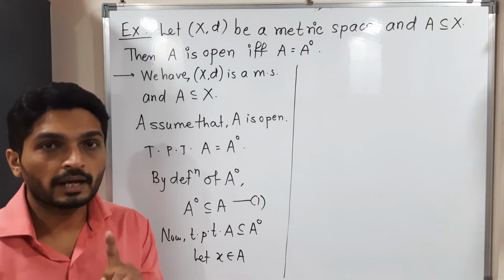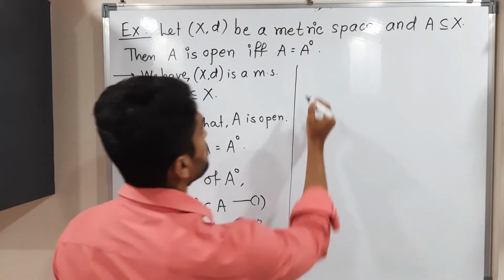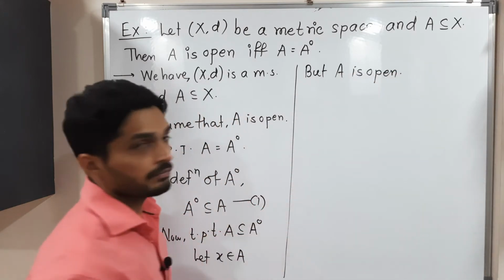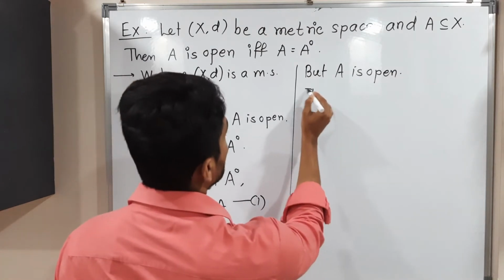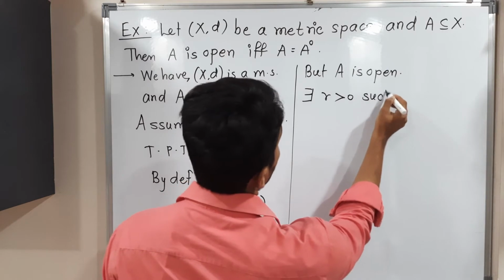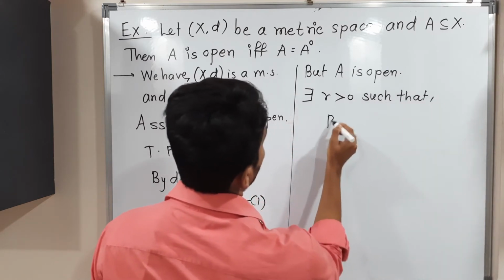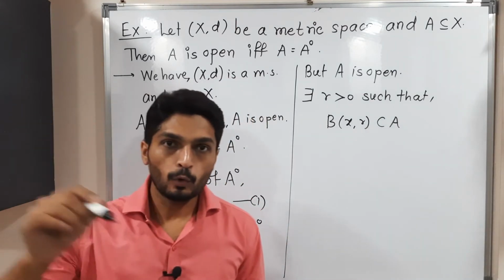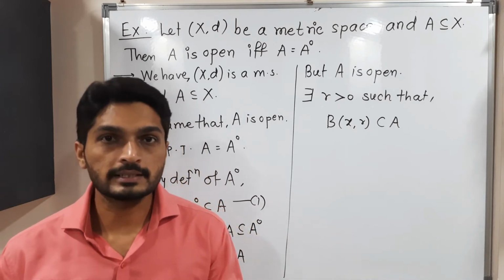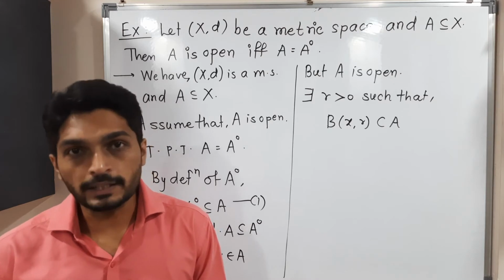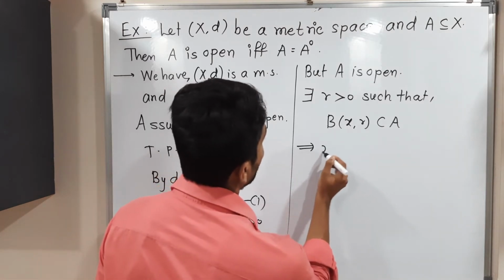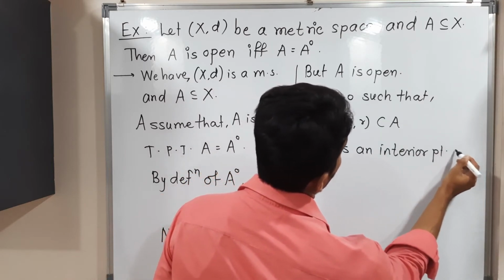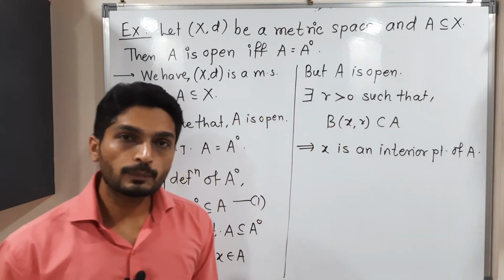One thing we have is that A is open. So the definition of an open set says there exists r greater than 0 such that B(x, r) is a subset of A. Since A is open, we can find an open ball around x which entirely lies inside A. But this is the definition of an interior point also. So therefore we can declare x is an interior point of A.